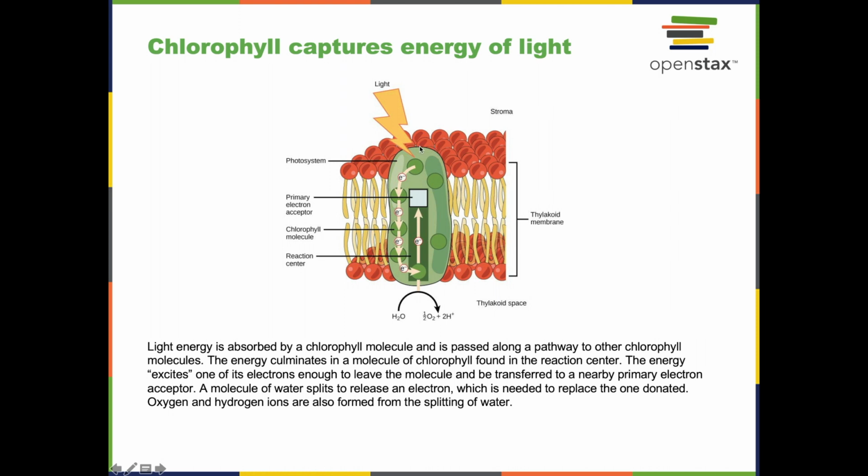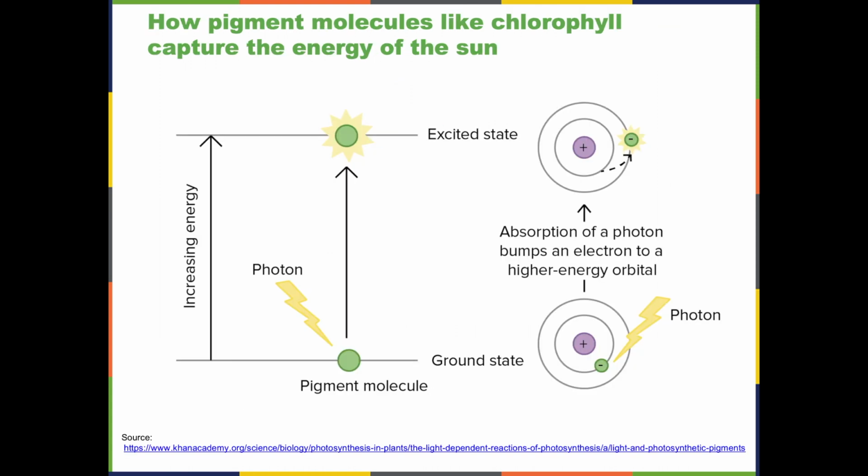So let's take a look at this excitation step a little bit more. So here we have a pigment molecule. It receives energy of light. It goes to an excited state. So here it is, the molecule that is sitting here. A photon of light hits this electron. It goes into an excited state.